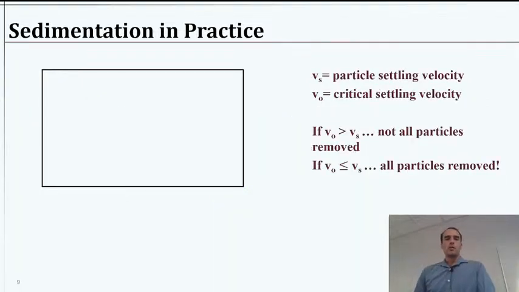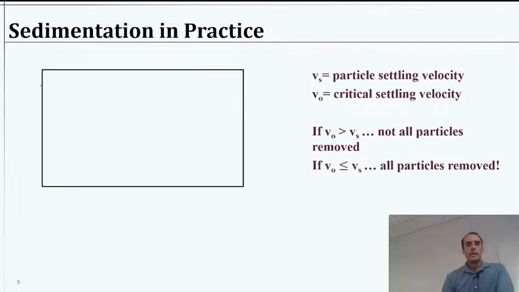Okay, so just to elaborate a little bit and to make it more clear, I have that all written out here. VS is specific to a particle. So a different particle has a different VS. V naught is specific to our reactor. So once we've designed it, that's just what it is. And then we can make some comparison. And we might also call it critical settling velocity.